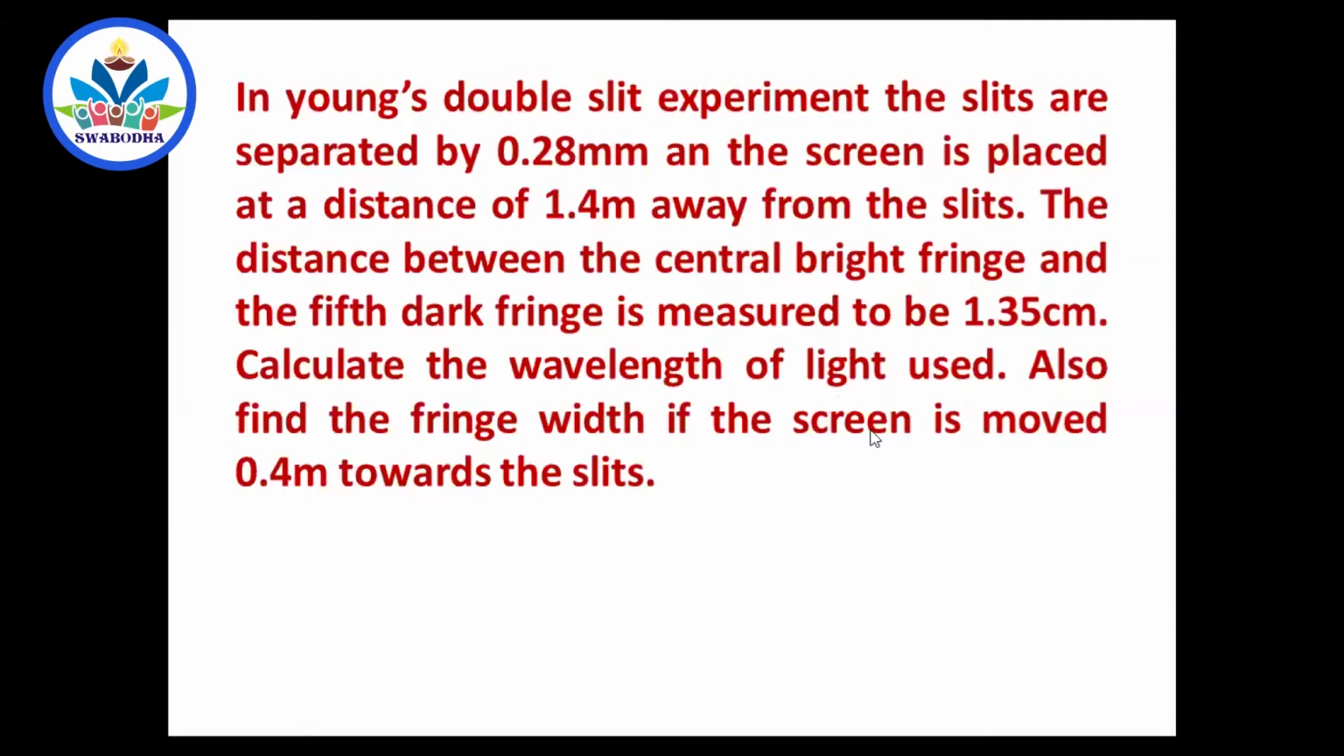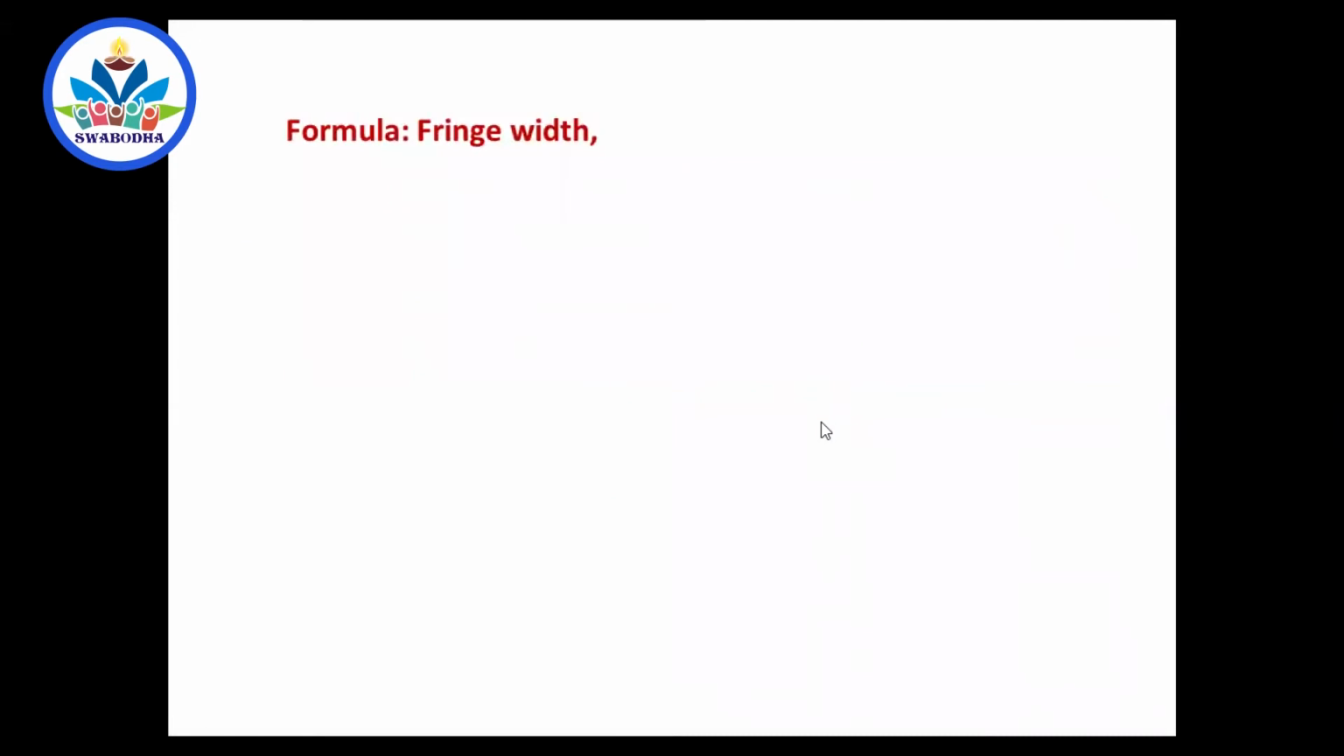When the screen is moved 0.4 meter towards the slit, what happens? You have to tell me, you have to find it out. Of course, when the screen is moved 0.4 meter towards the slits, definitely the capital D will decrease and beta will decrease. Fringe width formula you know.